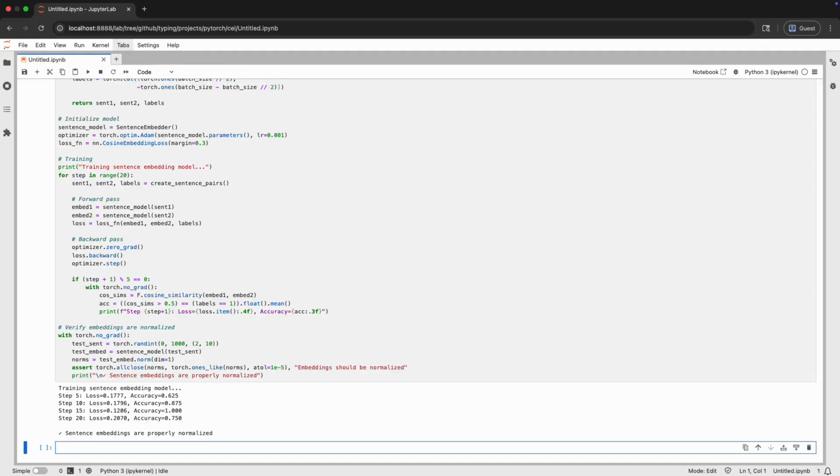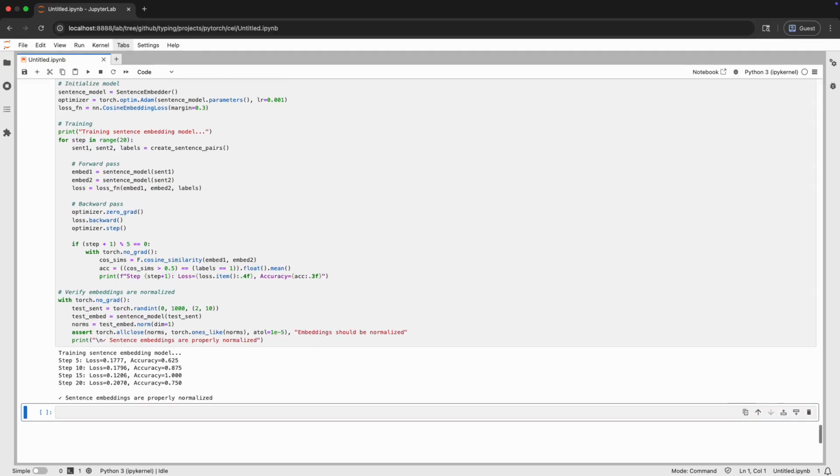The accuracy reaches perfect classification at step 15, showing that our embeddings can effectively separate the 2 types of sentence pairs. The final check confirms that all embeddings are properly normalized, which is crucial for stable cosine similarity calculations.